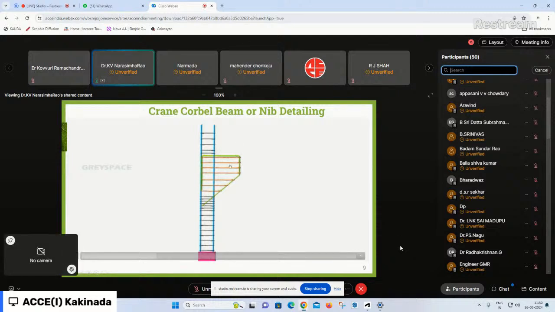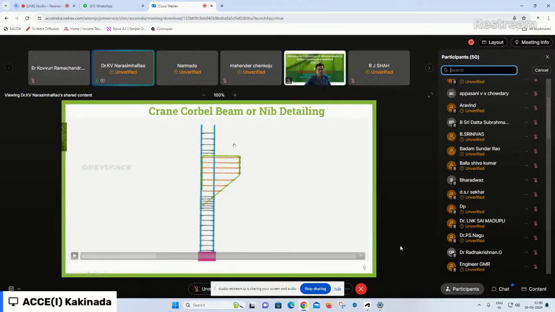Therefore, the corbel is an element which transfers moment, axial force, and also the horizontal force to the supporting column. The detailing is very important, similar to a cantilever beam. A small mistake in the corbel will generally lead to failure of the corbel, which is generally encountered in practical situations.